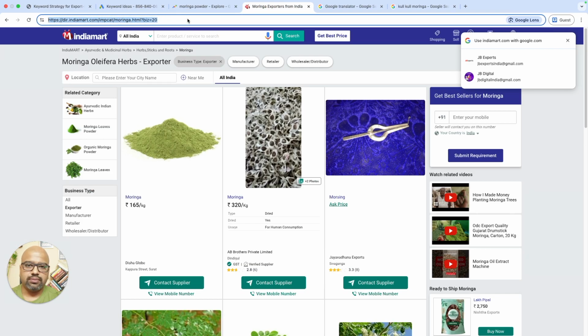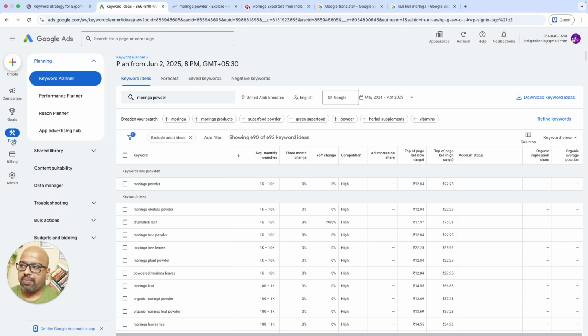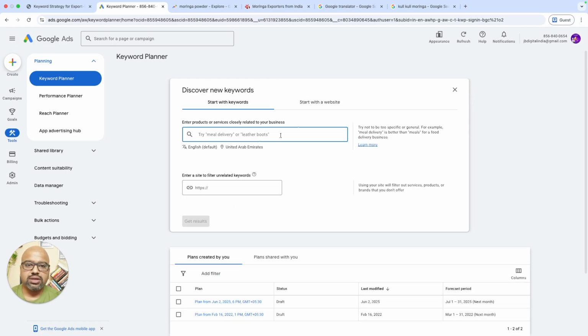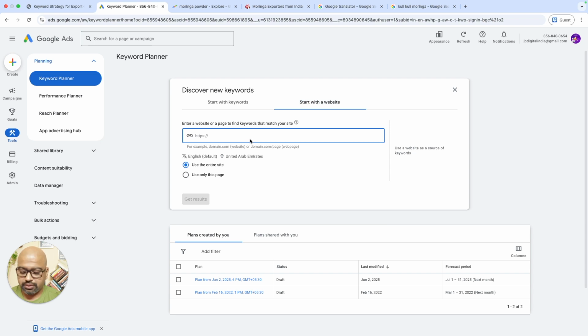Okay, this one. So what I'm going to do is, anyhow, I know IndiaMart is ranking, so I'll copy the URL from here. I'll go back to the keyword planner. I'll click here. Instead of going and searching for a keyword, what I'll do is, I'll copy my competitor.